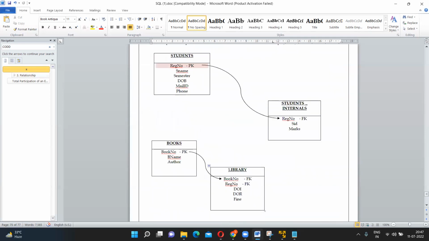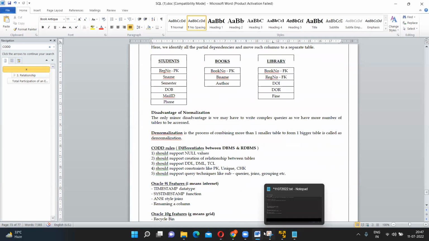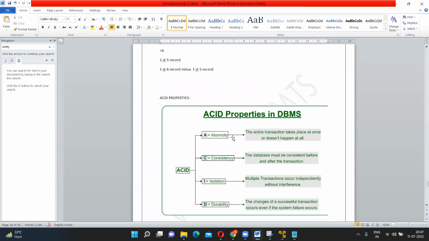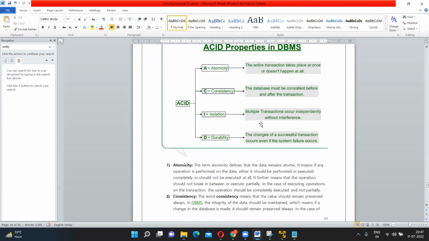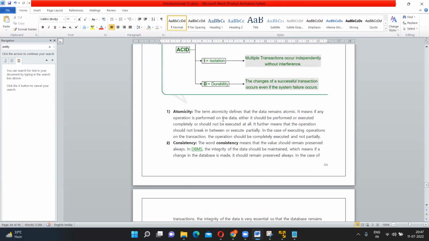Yes. Then I taught you, as the last theoretical thing, something called ACID. What is ACID? Atomicity, consistency, isolation, durability. Atomicity means what, guys? The entire transaction takes place at once or doesn't happen at all. Okay, I've written the detail here.